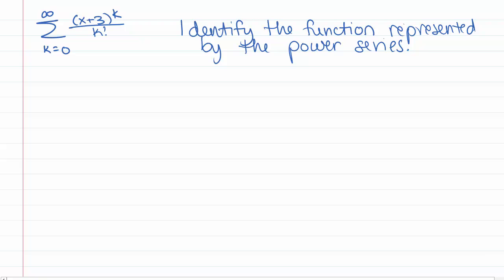All right, now we'd like to identify the function represented by the power series. Here the power series is the sum k goes from 0 to infinity of x plus 3 to the k over k factorial. Well, this looks like a series that we know. We know that e to the x is the sum k goes from 0 to infinity of x to the k over k factorial. So we'd like to just make a substitution, u equals x plus 3.